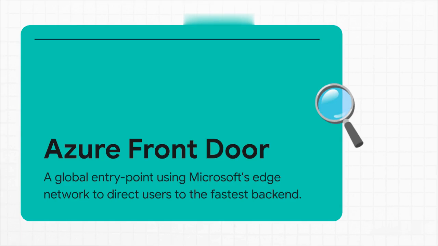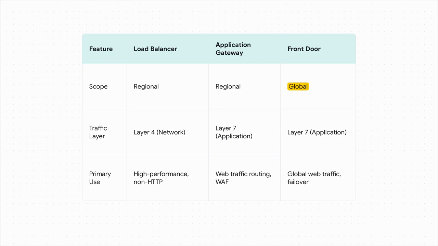Think of this thing as the ultimate global concierge for your entire application. It taps into Microsoft's gigantic worldwide network to automatically route your users to the closest, fastest, and healthiest copy of your application, no matter where they are on the planet. Honestly, it is an absolute game changer for global performance. And this table just lays it all out perfectly.